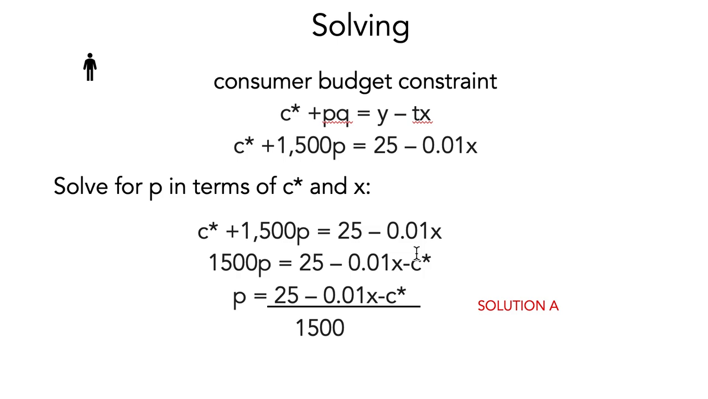Now, solve for the price. What is the price in terms of the optimum consumption of C and the distance x? So basically, we just plug in our numbers. We treat C as if it was a constant, and then we subtract C star from both sides. That leaves us with 1,500p equal to everything else. And then we divide both sides by 1,500. We get that p is equal to 25 minus 0.01x minus C star, divided by 1,500. And that's the p in terms of everything else. So that's our first solution.